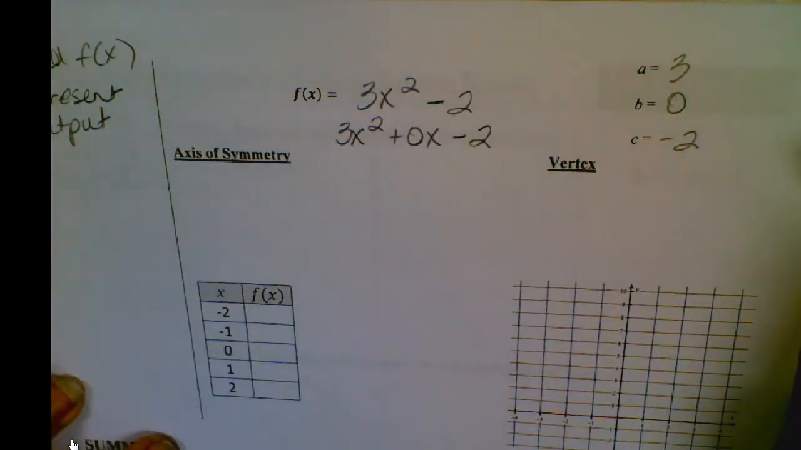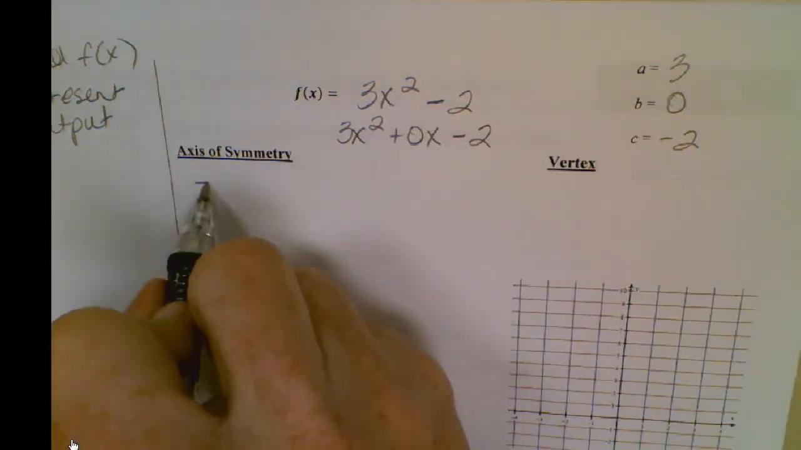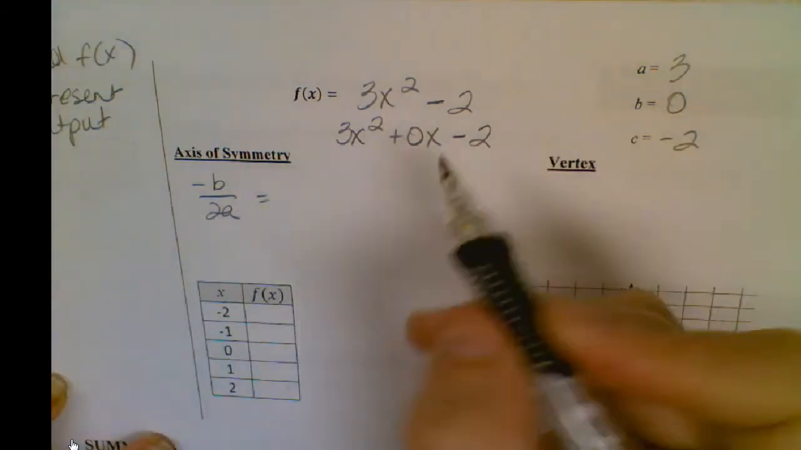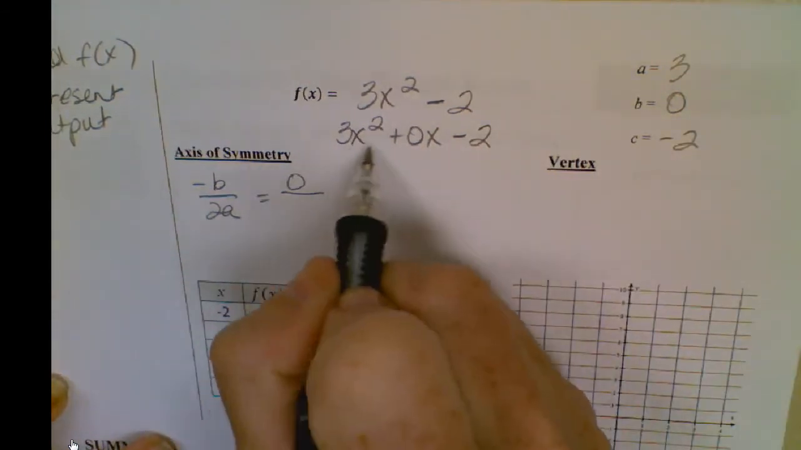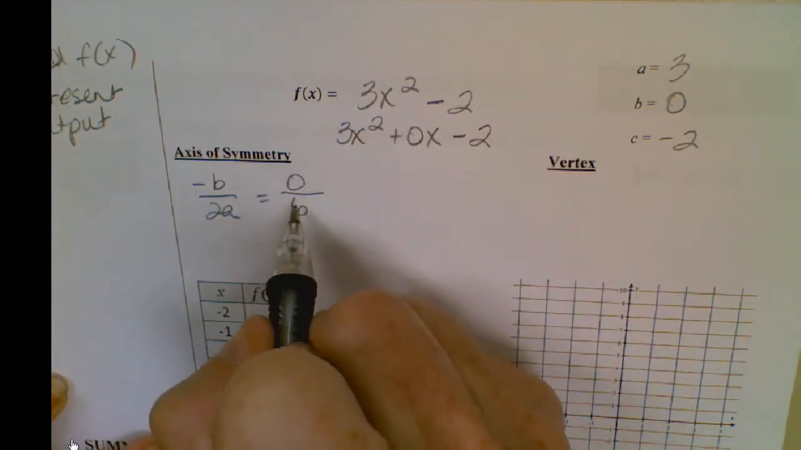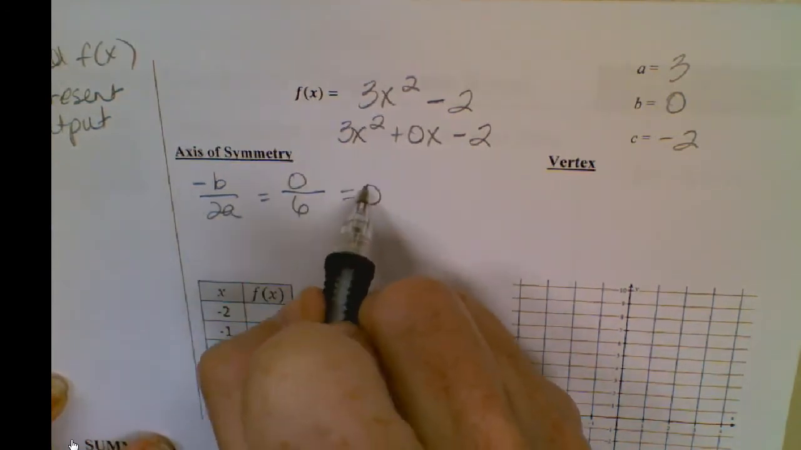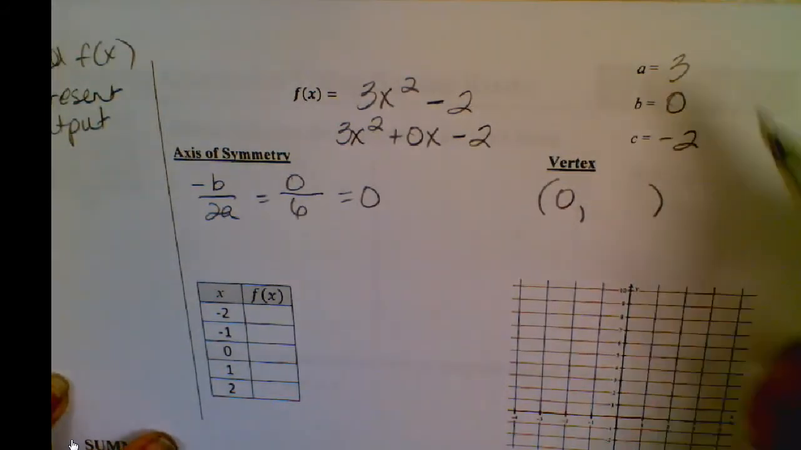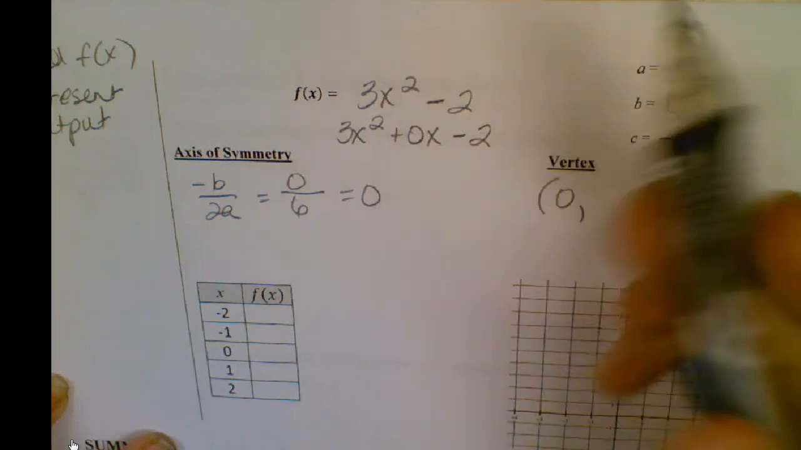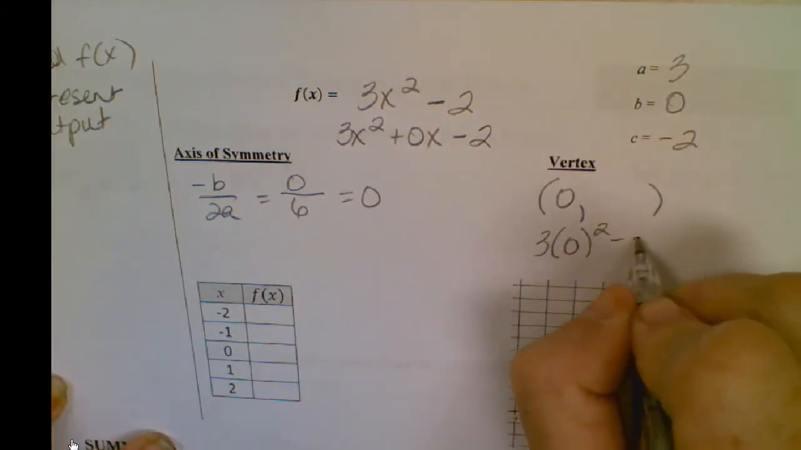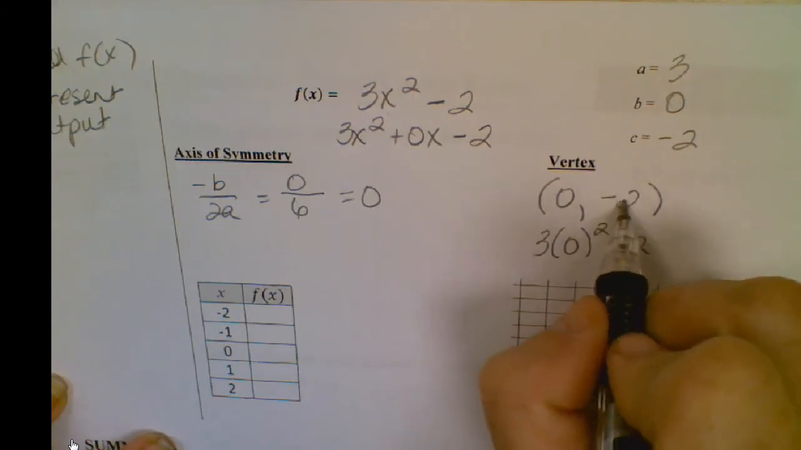So let's find the axis of symmetry first, which is going to be easy because our b value is a 0. So we kind of like that. Negative b over 2a. Well, the opposite of 0 is just 0. And our a value is 3 times 2 is 6, but it's really irrelevant because 0 divided by anything is 0. So our vertex is going to be even easier to figure out because now we can plug in 0 into our equation. So 3 times 0 squared minus 2, which is just going to give us negative 2.